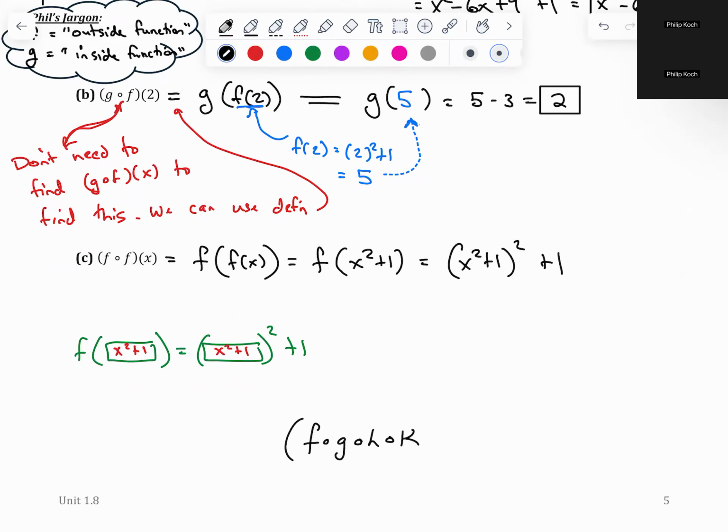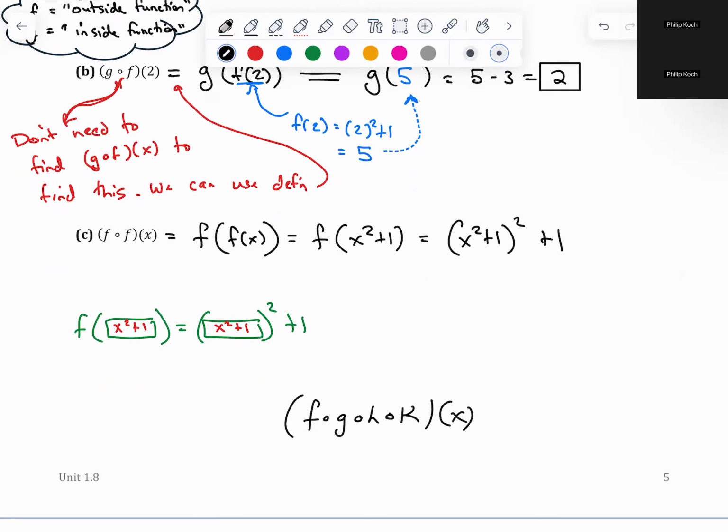So if you have this, first you plug it into k of x, then you plug that result into h of x, then you plug that result into g, then you plug that result into f. So it works inside out. You work backwards. Well, backwards, but it's inside function to the outer function.